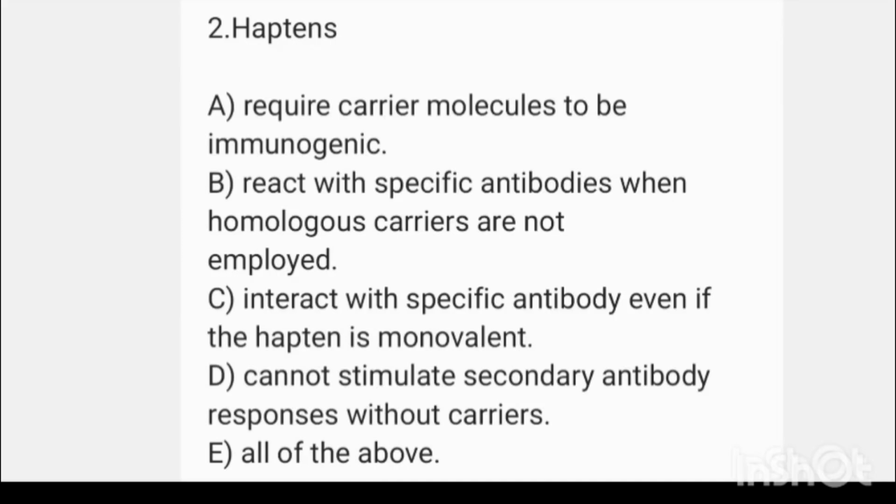So, we have to select the correct option which characterizes hapten. Okay. Here, the answer is option E, all of the above. So, haptens require carrier molecule to be immunogenic and it reacts with specific antibodies when homologous carriers are not employed, and it interacts with a specific antibody even if the hapten is monovalent, and it cannot stimulate secondary antibody responses without carriers. Okay.